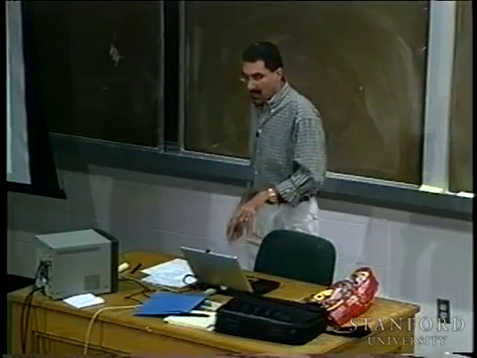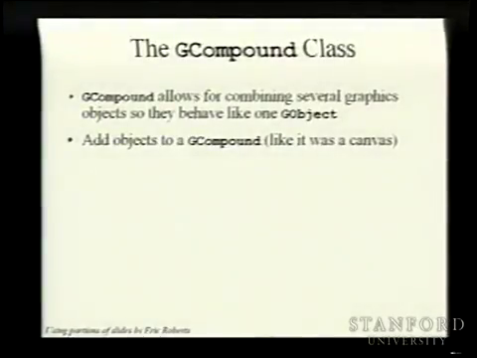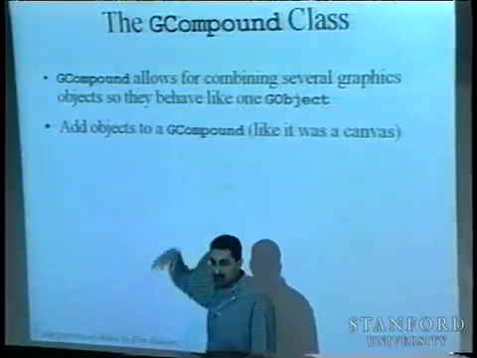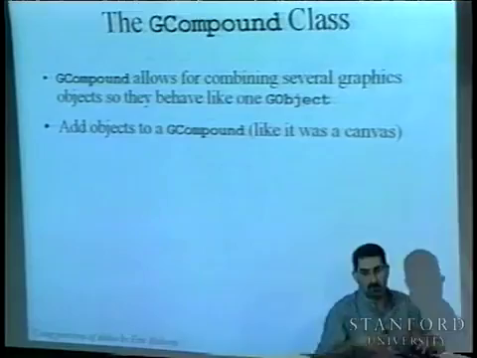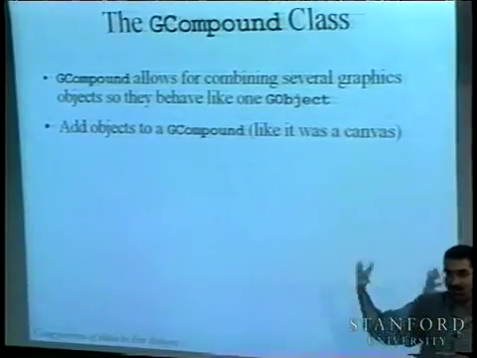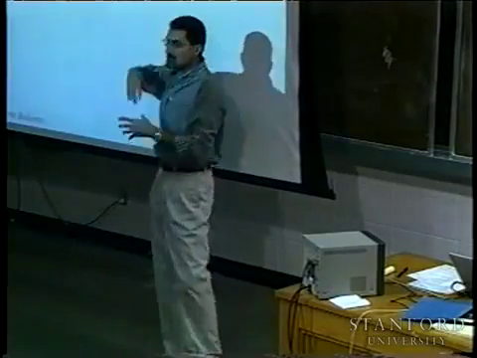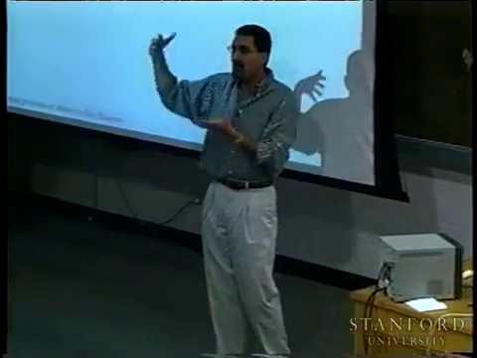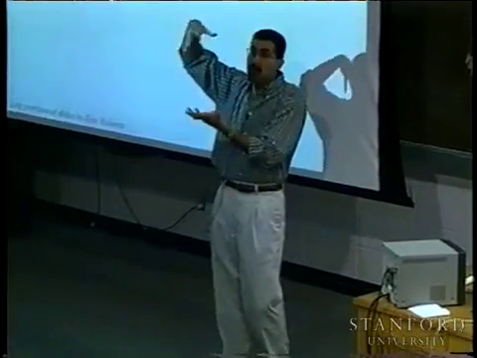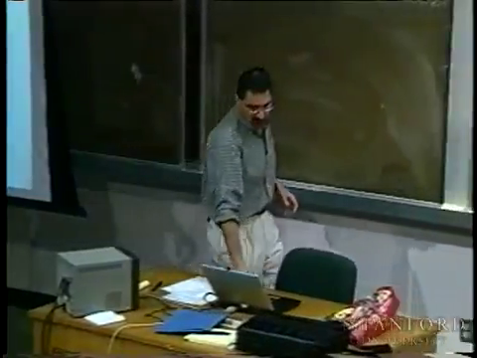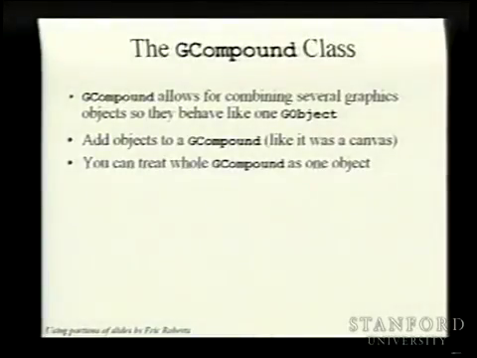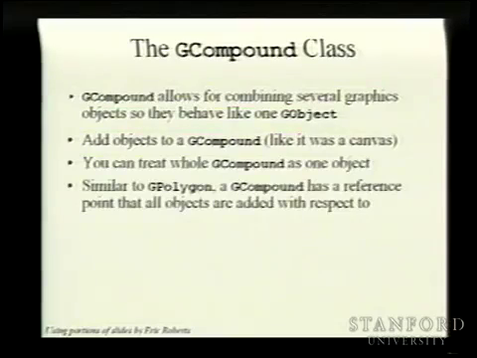Okay? So adding objects, the way a G-compound works is you add objects to a G-compound just like it was a canvas. Just like you've done before, where you have some canvas and you put objects on it and it draws pictures. If I have some G-compound and I add a bunch of objects to it, I now have this compound thing that encompasses all of those objects. So you can now treat the whole compound as one object, which is the whole reason for having this. And I'll show you an example of this in just a second.